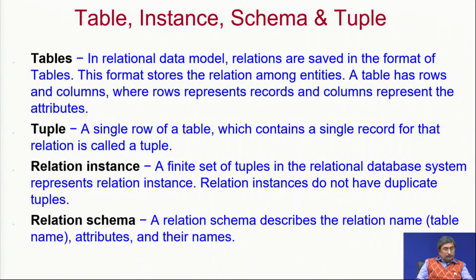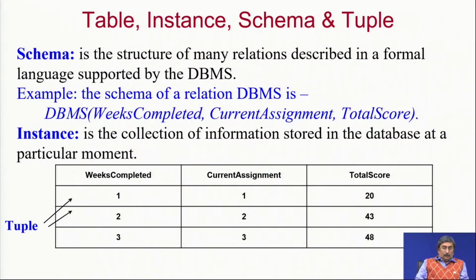Now, let us go to the next slide where you can find a table. Look at the table. The table has a header: weeks completed, current assignment, total score. Individually, these are 3 attributes. The header of this table, weeks completed, current assignment and total score, these are attributes of a relation. I may call the name of the relation DBMS.